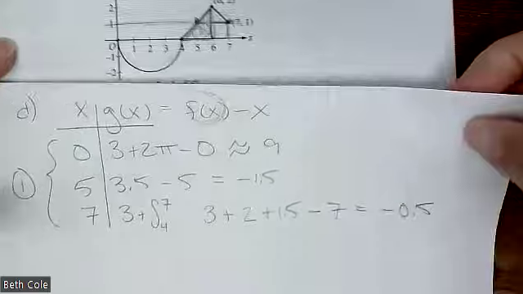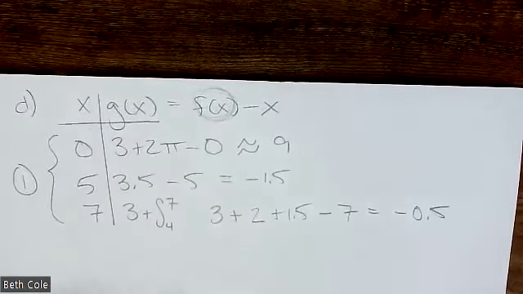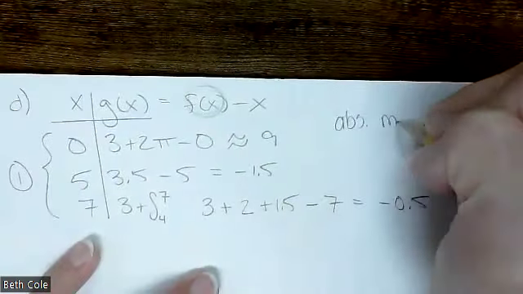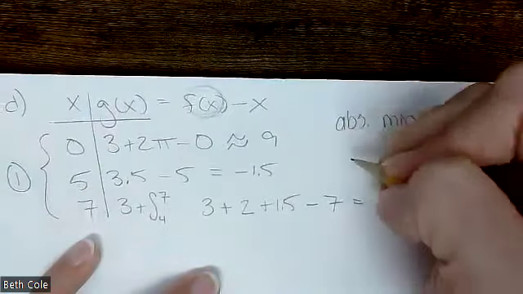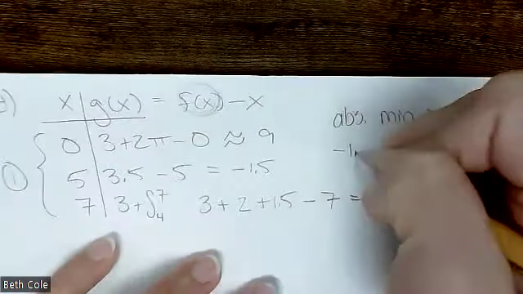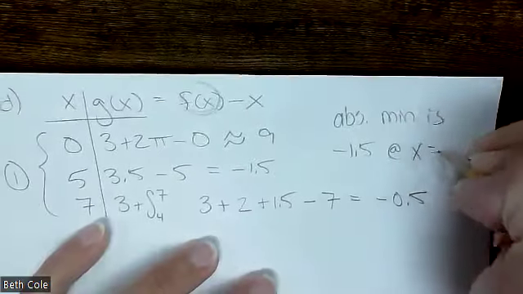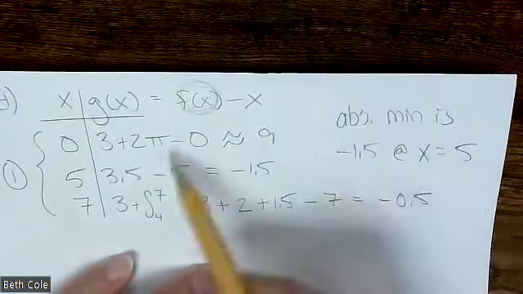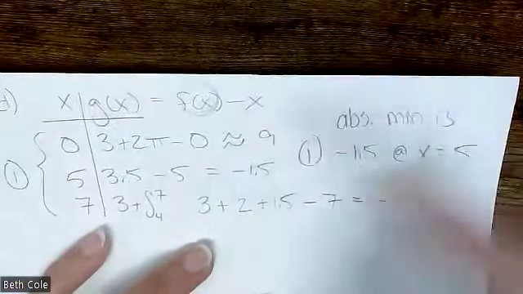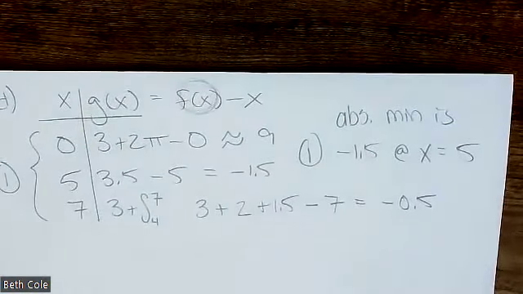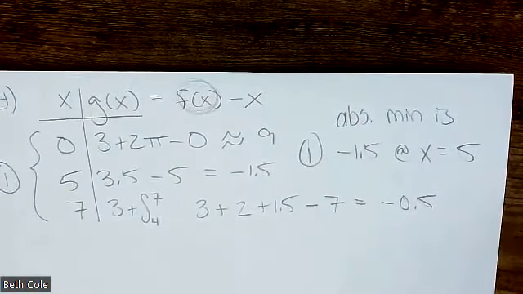And I think they wanted minimum, right? I always forget whether it was maximum or minimum. All right, so your absolute minimum is negative 1.5 at x equals 5. All of that was worth a point. The explanation and the justification, which is the chart, and then the answer.